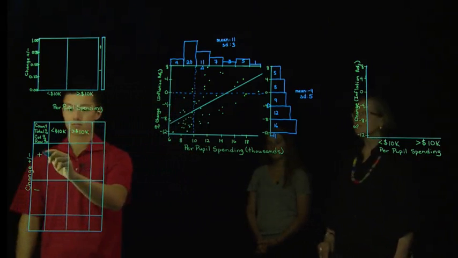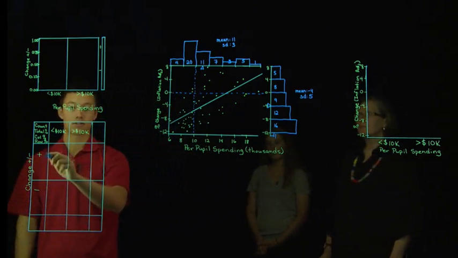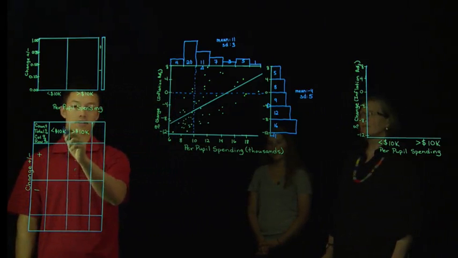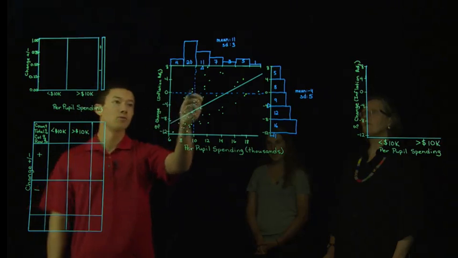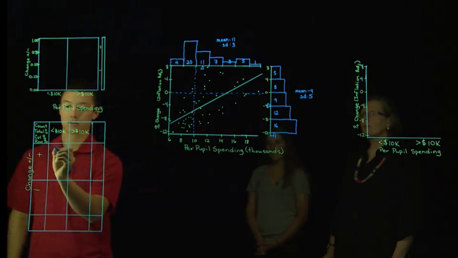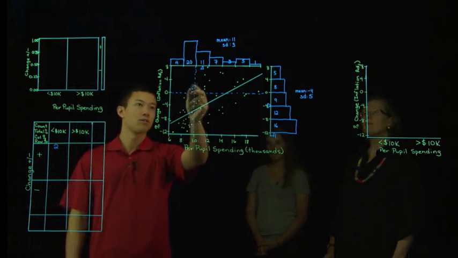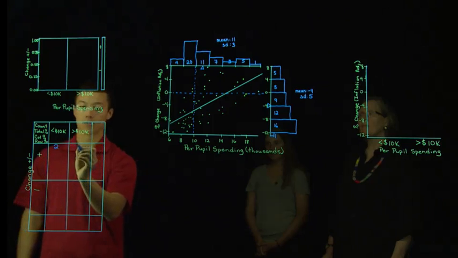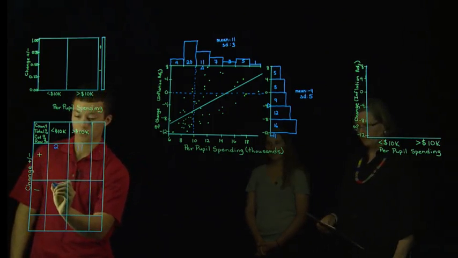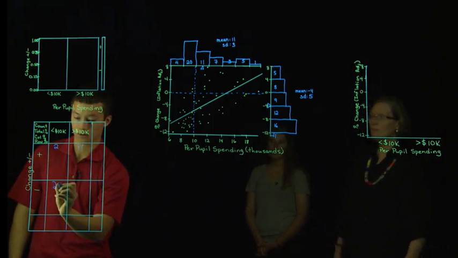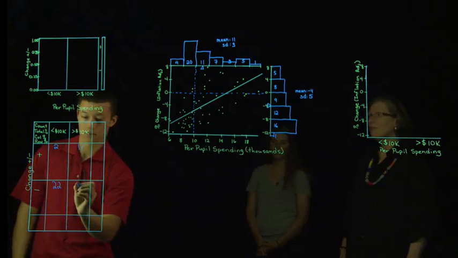So positive increases in spending and less than $10,000 per pupil spending were only 2 states, so I'll mark that with 2. And likewise, filling in the rest here, that would be 11, 22, and 16.